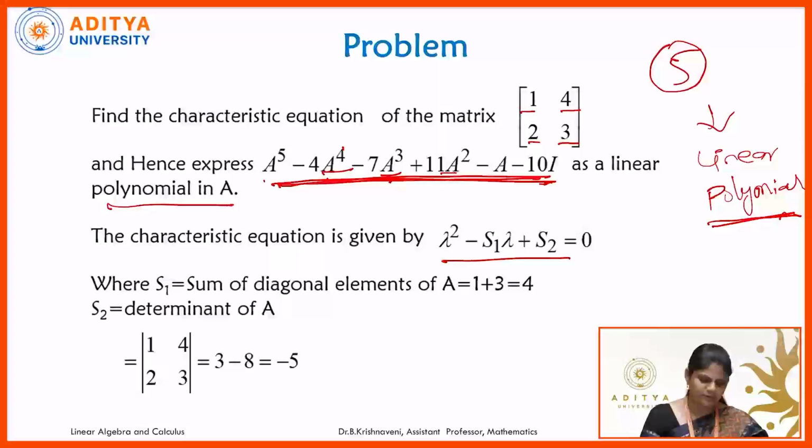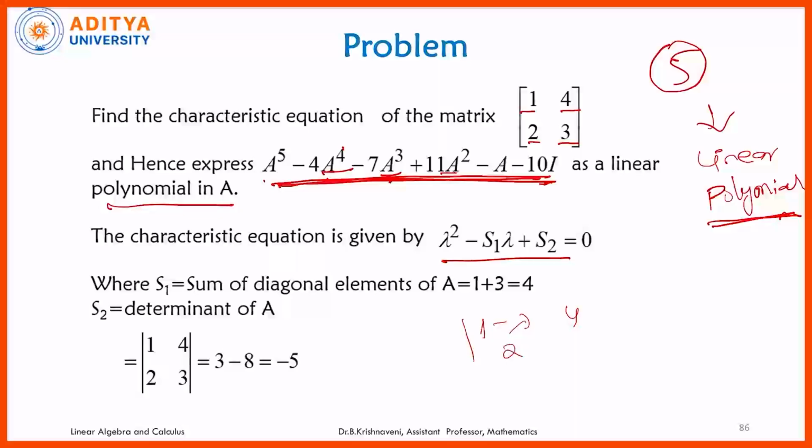Since it is a 2 by 2 matrix, you can find it easily by means of det of [1 minus lambda, 4; 2, 3 minus lambda] equal to 0. Or else you can use the formula lambda square minus s1 lambda plus s2 equal to 0, where s1 represents the sum of diagonal elements of A and s2 is the determinant of A.